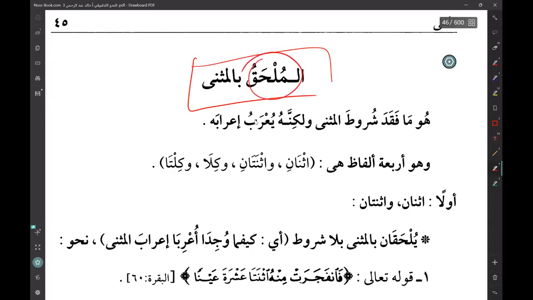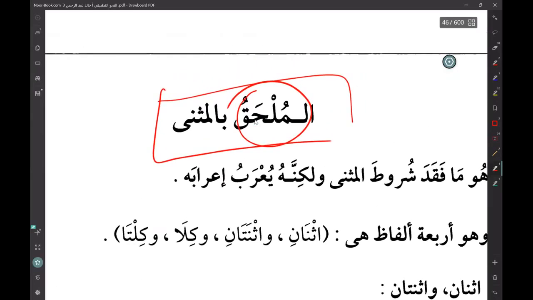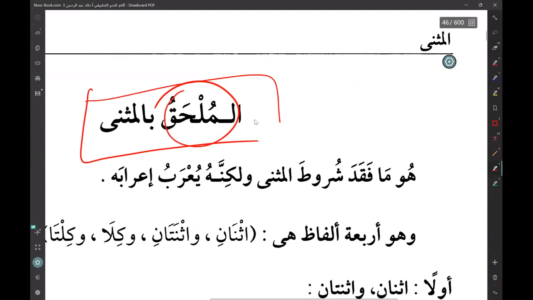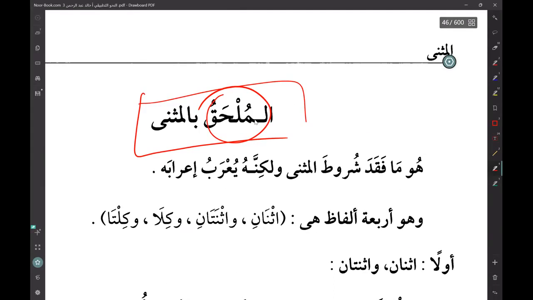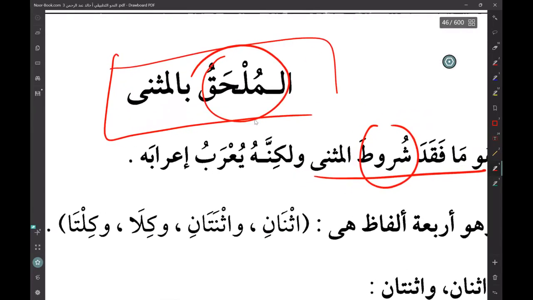Mulhaqu bil muthanna, this term will come even for the sound plural, masculine and feminine. It basically means that it is something connected to the muthanna, but it is not muthanna. You understand? It is connected because it falls under it, but it does not follow the definition. So what he's saying is huwa ma faqada shurut al muthanna. This is something outside, meaning it's not part, it doesn't follow the shurut, the conditions of the muthanna, walakinahu yu'rabu i'rabaha, but its i'rab is that of the muthanna. You understand?